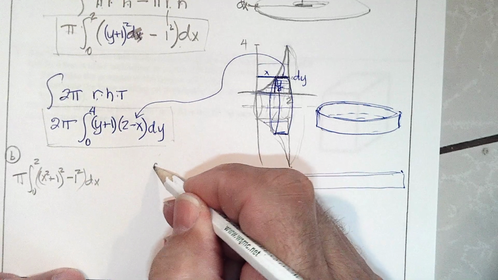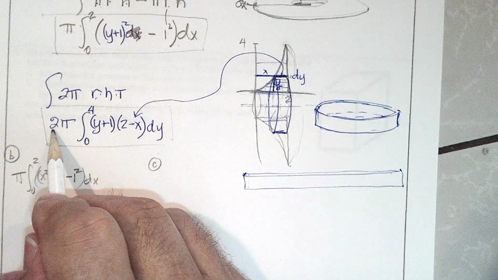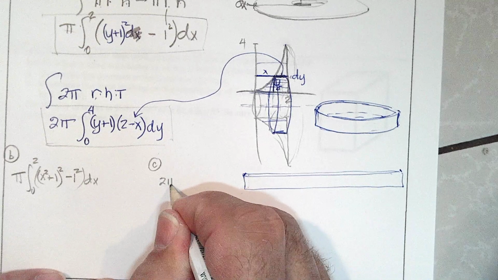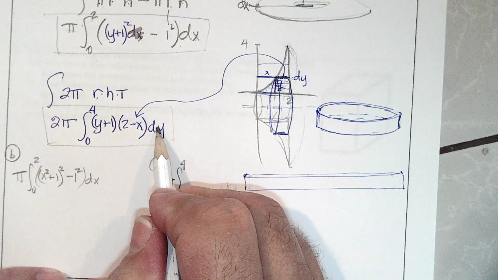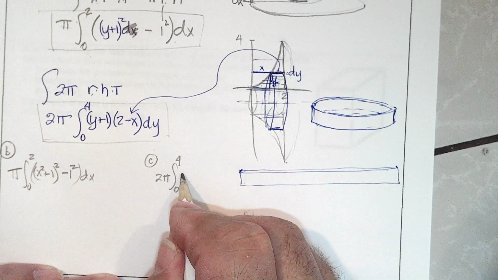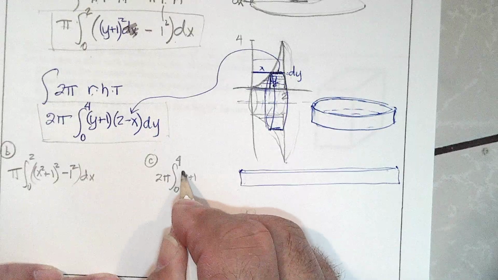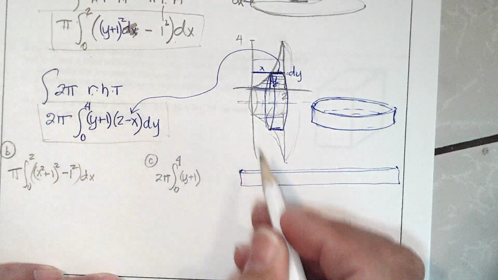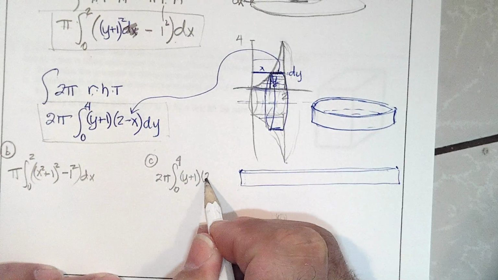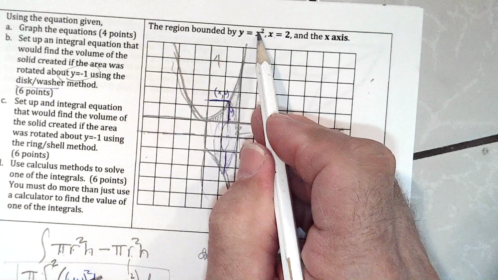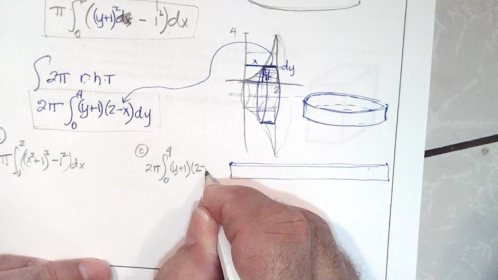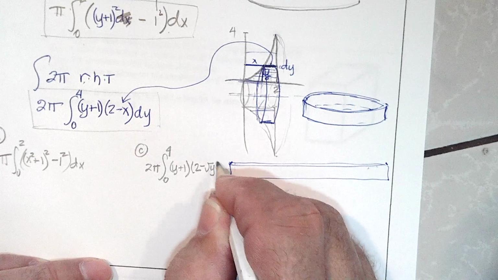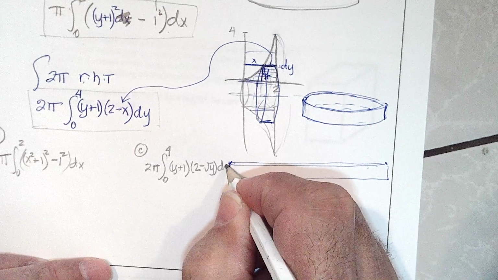And for part C, it's 2 pi integral 0 to 4. Now I have to have it in y's. That's a y, so that's okay. And it's 2 minus x, so the x has to go. X is equal to the square root of y. So 2 minus square root of y, dy.